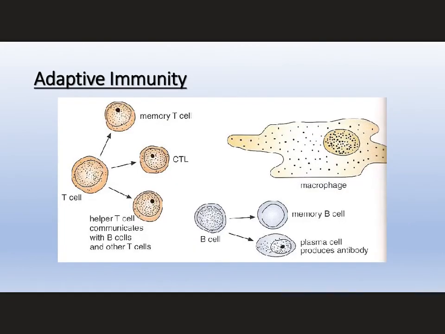All right, and then this picture just summarizes this. Again, T cells can come in one of 3 different types. We can have the memories, we can have the cytotoxic cells, or we can have these helper T cells, which communicate with others. Macrophages, we mentioned earlier, are the phagocytic cells, which are really involved in both types of immunity, both innate and adaptive. And then B cells can come in that memory kind or that plasma cell kind.